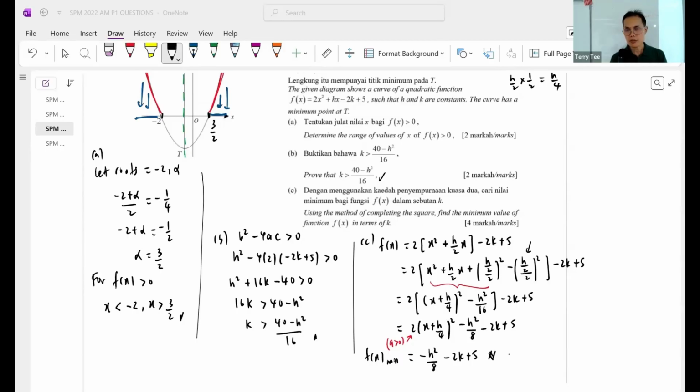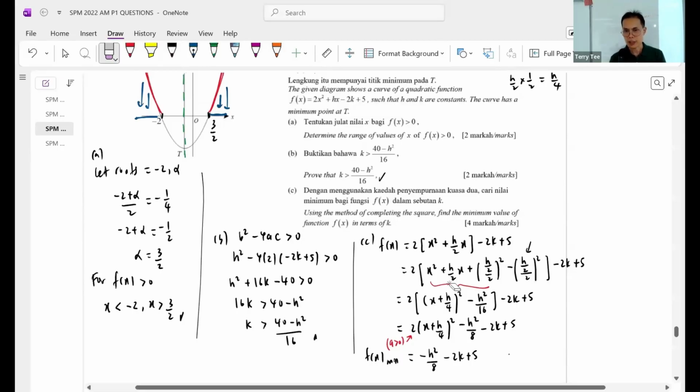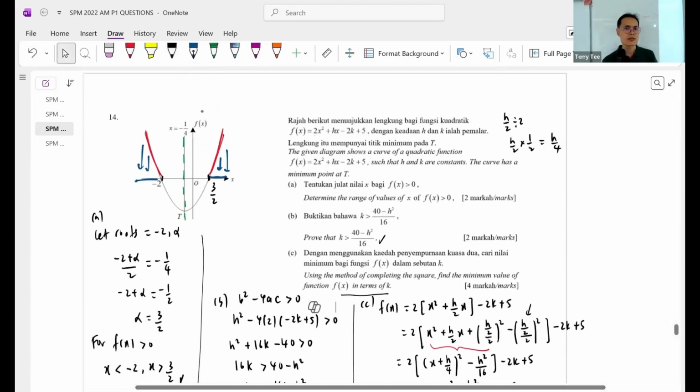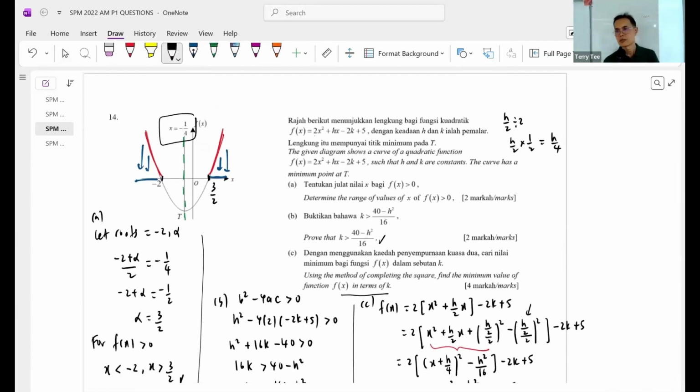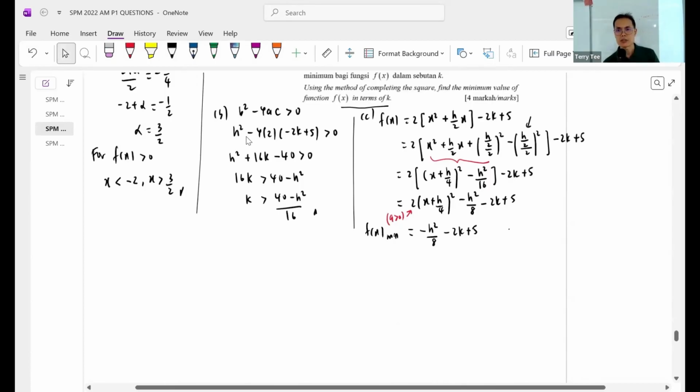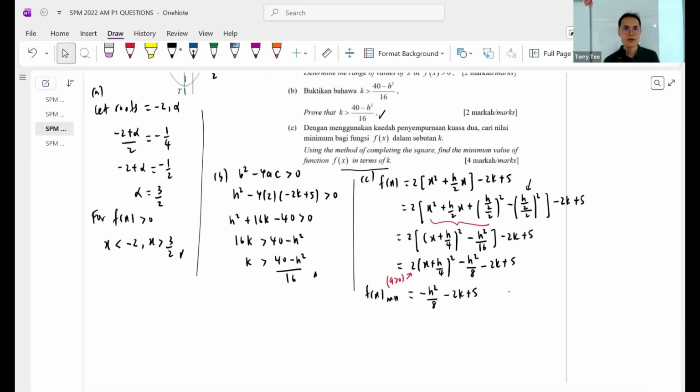We're not done yet because the question says give your answer in terms of k. So if you want to give your answer in terms of k, that means you must know your h value, right? Okay, guys, go back to your equation. Do you know one information that you get from here is what is this? What do you call this? Axis of symmetry. Now, as we completed the square earlier, can you tell me what's your axis of symmetry based on this? Look at this.